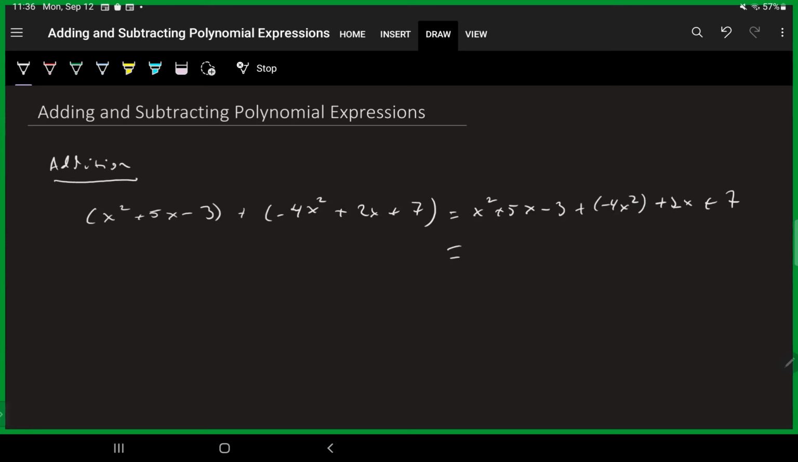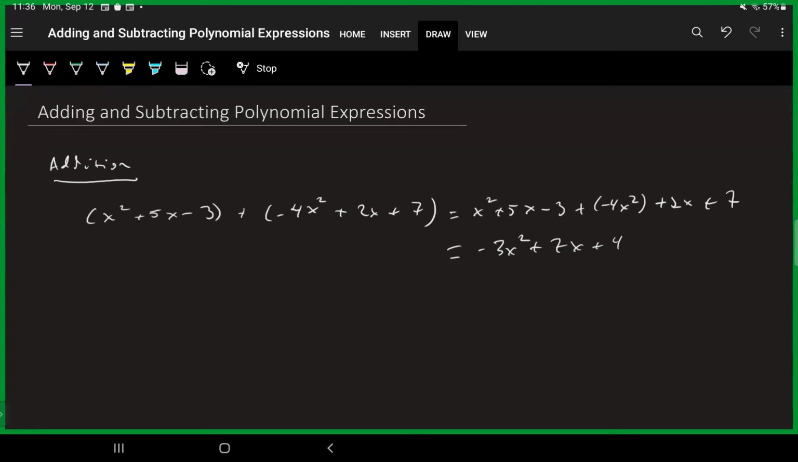I'm going to combine my like terms. X squared minus a negative 4x squared is going to be a negative 3x squared. 5x and 2x is plus 7x. Negative 3 plus 7 is a plus 4. And so I get negative 3x squared plus 7x plus 4, because addition of polynomials is, well, I remove the parentheses and combine my like terms.